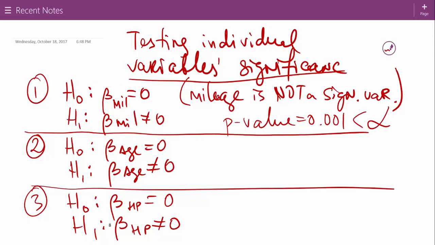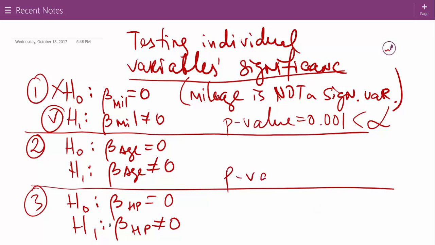What do I do between null and alternative? Keep the null or reject the null? Reject the null, right? So I'm rejecting the null. And what does my alternative say? Mileage, is it important variable or not? It is, right? It has to stay with slope, whatever it is right now.